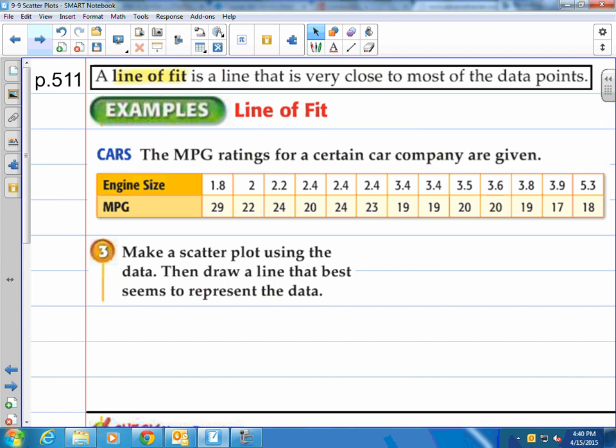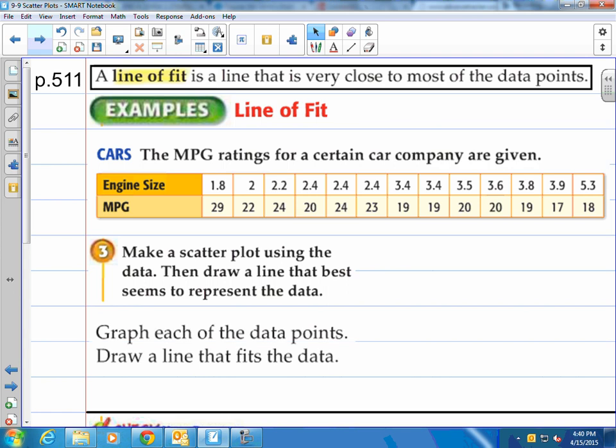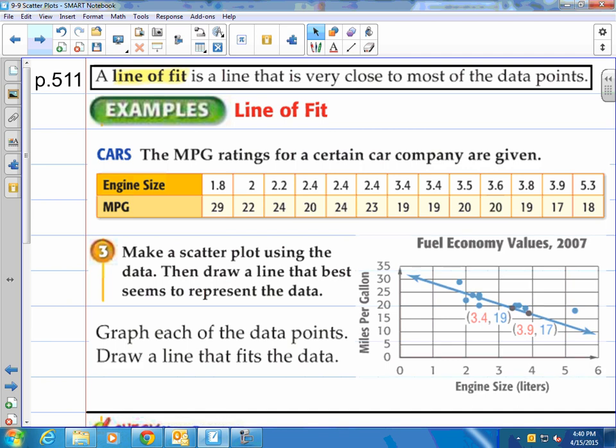Here's an example. Cars. The MPG, miles per gallon rating for a certain car company are given. And they give you the engine size, and then they give you how many miles per gallon, how far you can drive on 1 gallon of gas. So it says, make a scatter plot using the data, then draw a line that best seems to represent the data. All right, well, what do we do first? We're going to plot the points, graph each of the data points, and draw a line that fits the data. So simply, they've done it for you here. Take a look at it.